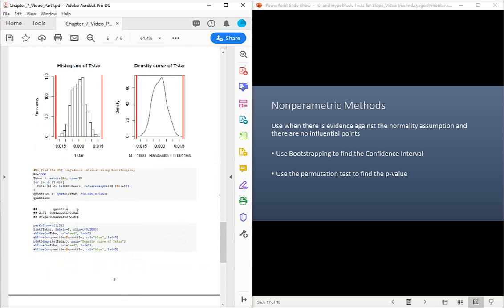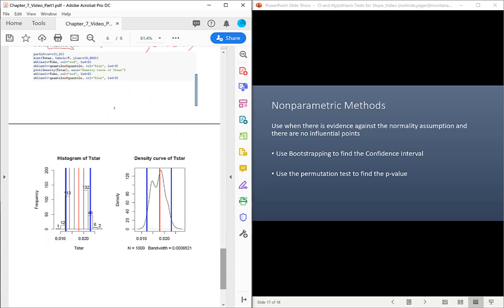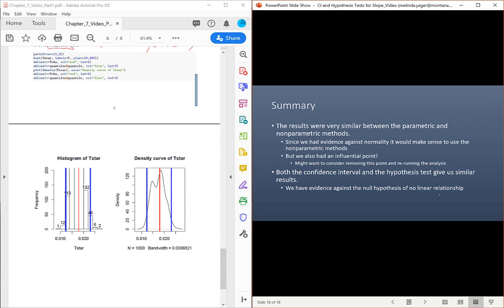To find the 95% confidence interval using bootstrapping, we're going to sample with replacement from the original data. Here is our confidence interval for the true slope, 0.0124 to 0.023. These are the bootstrapping graphs showing our confidence interval. The results were very similar between the parametric and the non-parametric methods. Since we had evidence against normality, it would make sense to use the non-parametric methods.